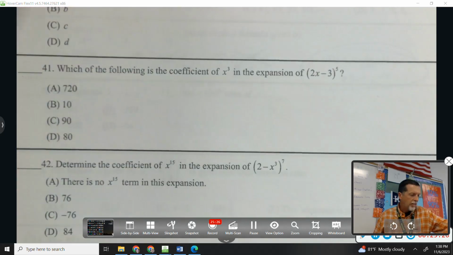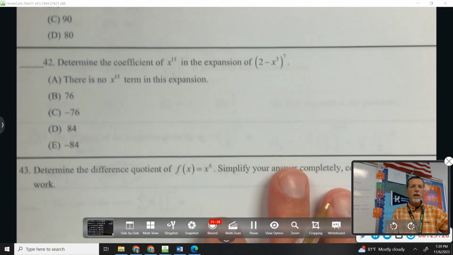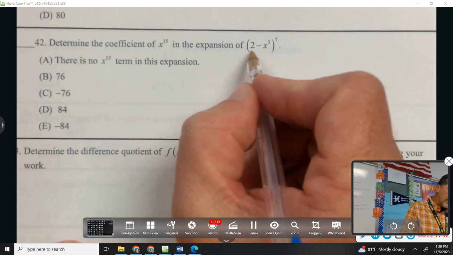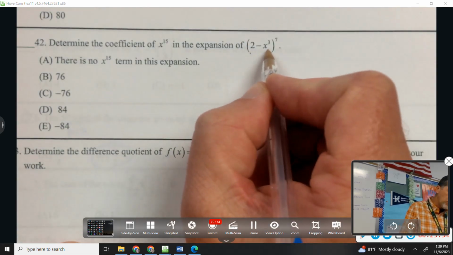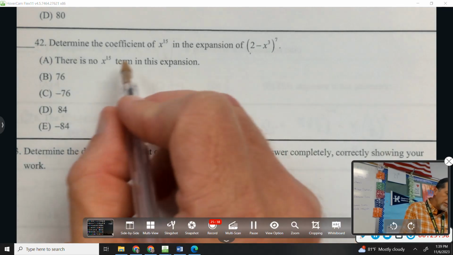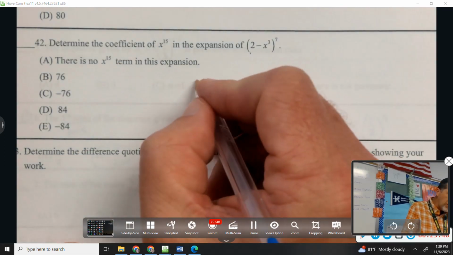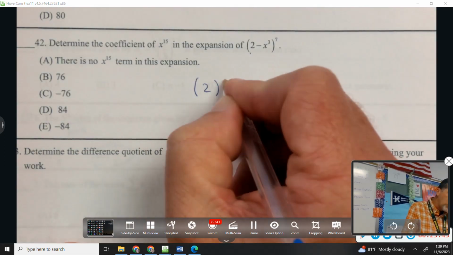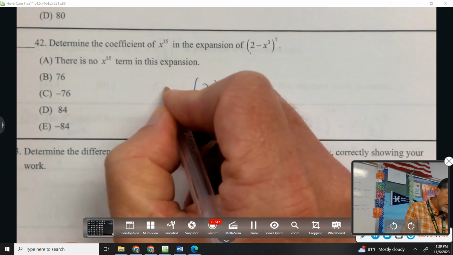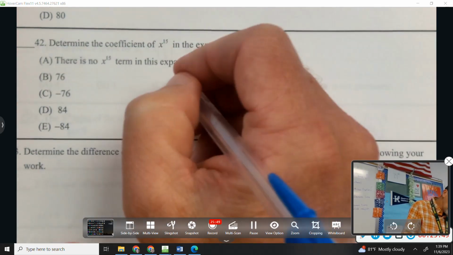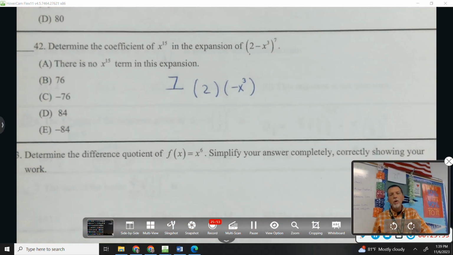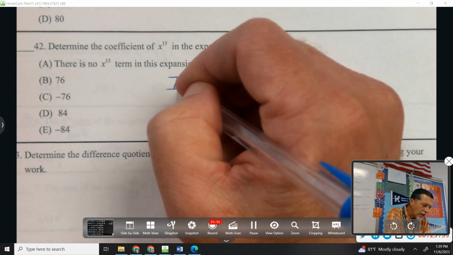And then lastly, at least video anyway, determine the coefficient of x to the 15th in the expansion of 2 minus x cubed, all to the 7th. Okay, well, every single term is going to have 2 to a power and negative x cubed to a power. And I know those powers will add to 7. I'm thinking about the binomial coefficient out front. Oops, 7 factorial.